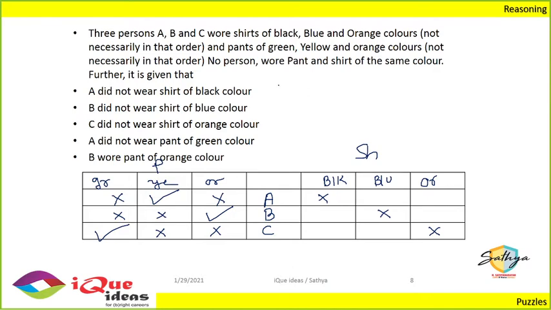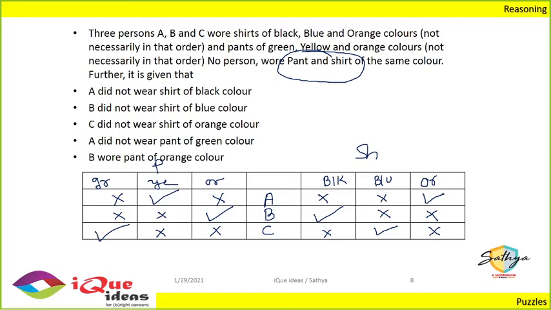Okay. Now it is given that pant and shirt cannot be of the same color. So if B is wearing an orange pant, B cannot be wearing an orange shirt. So orange can only be worn by A. So this is crossed. Blue can only be worn by C. This is crossed. This is ticked. That's it. Did you get it?